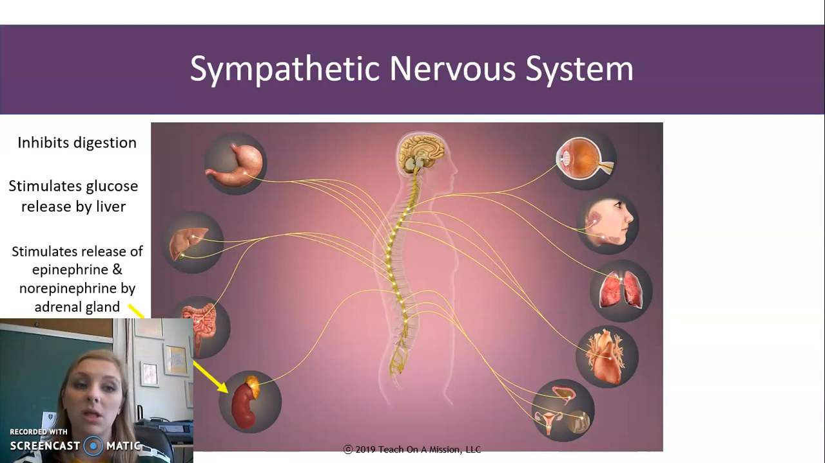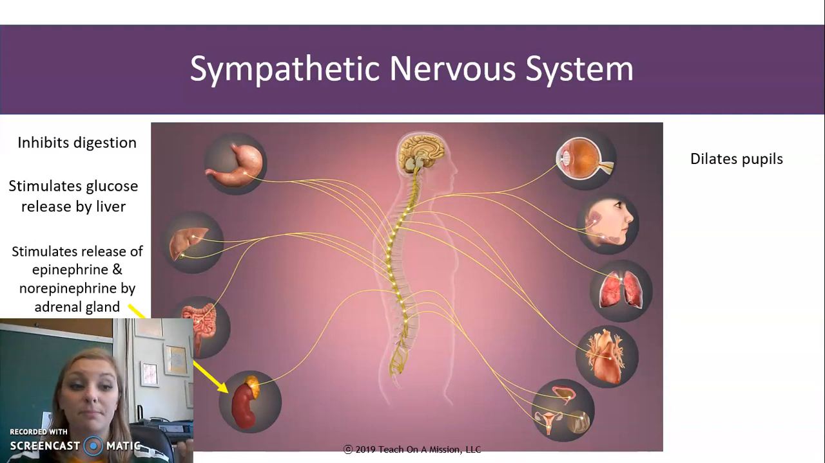And it stimulates the release of epinephrine and norepinephrine by our adrenal gland, both of which are going to have to do with physical activity, right? It is going to allow us to arouse the body to act. It also deals with memory and learning, and so there is a lot of research to show that you actually learn better in a stressful situation.